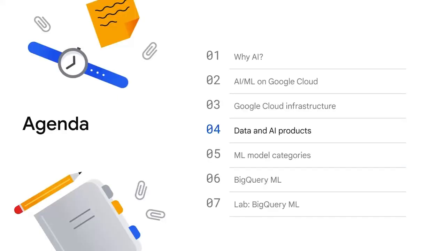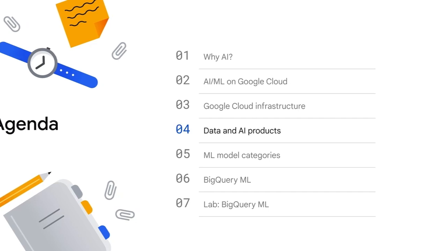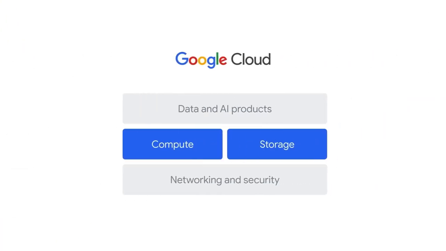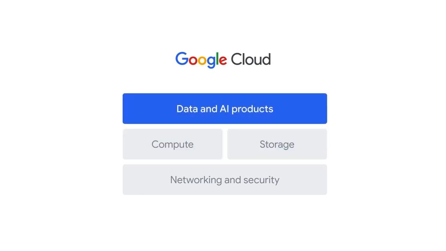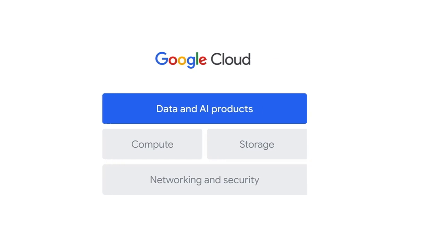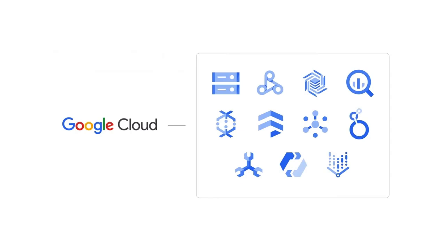In this lesson, let's investigate the primary data and AI products on Google Cloud. In the last lesson, you examined Google Cloud infrastructure, specifically compute and storage. The final layer of the Google Cloud infrastructure that is left to explore is data and AI products. As you explored in the earlier lesson, Google offers a range of data and AI tools. So, how do you know which is best for your business needs?